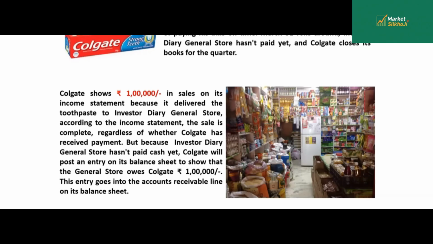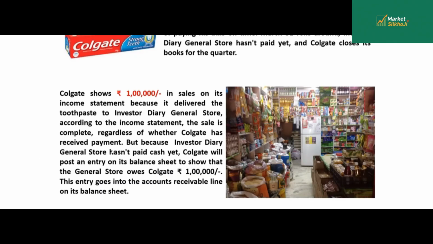So generally, every company in India closes its books on March 31st. But Colgate booked this income, this profit, on Feb 20 itself, even though they didn't receive cash. Why? Because of accrual accounting. They are very sure that this general store will pay back that 1 lakh rupees. So Colgate will show 1 lakh rupees in sales on its income statement, because they delivered the product and they are pretty certain that the general store will pay back.